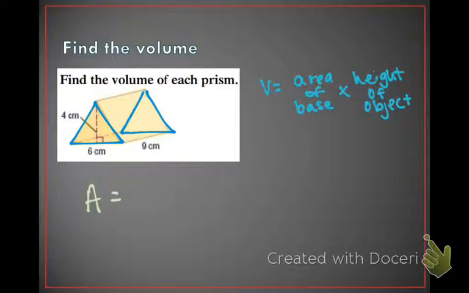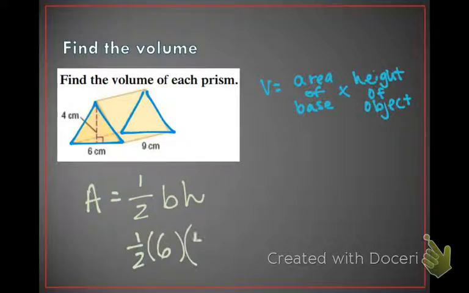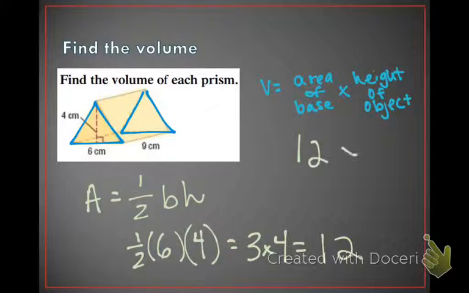What is the formula for the area of a triangle? 1/2 base times height. What is the base of our triangle? 6, and the height is 4. It doesn't matter what order you multiply in. You could do 1/2 of 6, which is 3, and then times 4, which is 12. So the area of the base is 12.